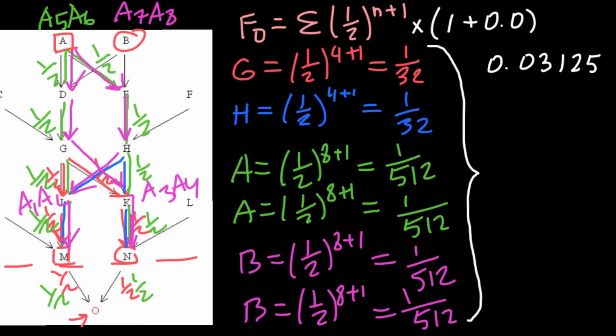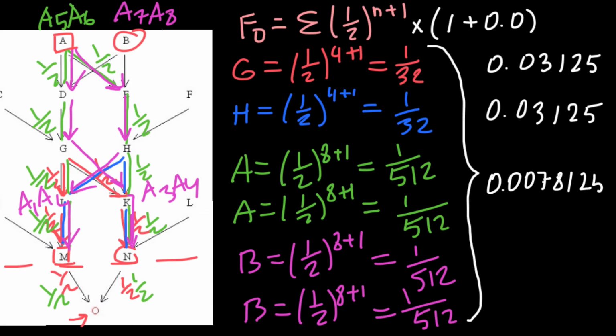And total inbreeding coefficient would be, so if we divide 1 by 32, we are going to get 0.03125. The same number is here, 0.03125. And now if we divide 1 by 512, and if we multiply this number by 4, we are going to get 0.0078125.